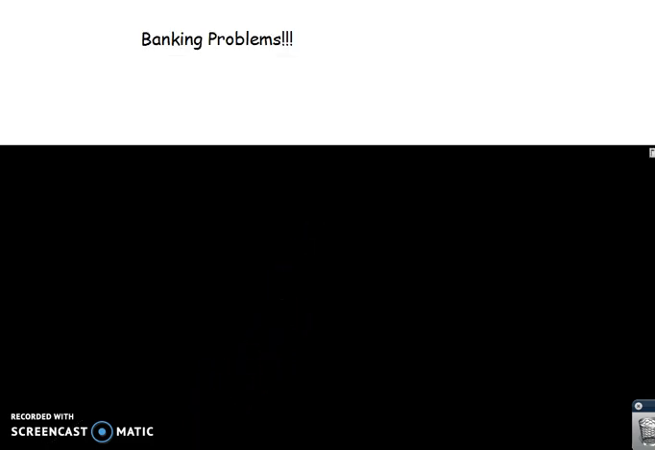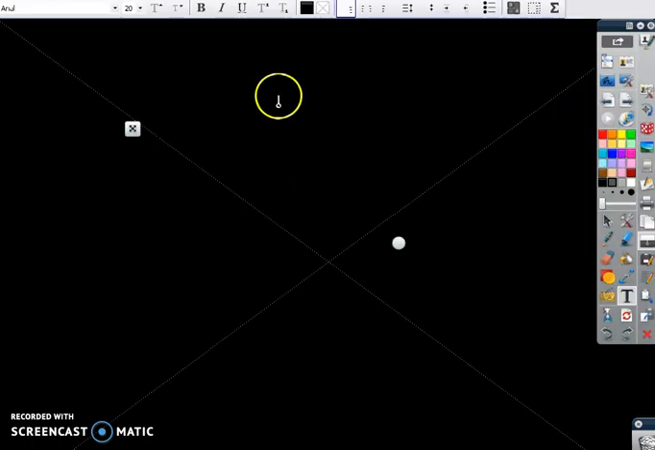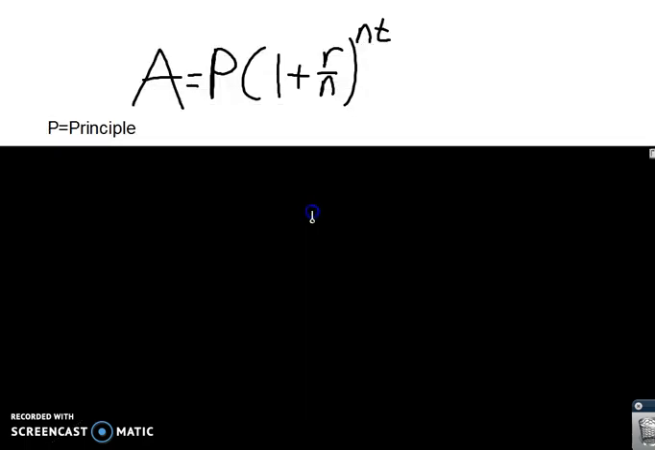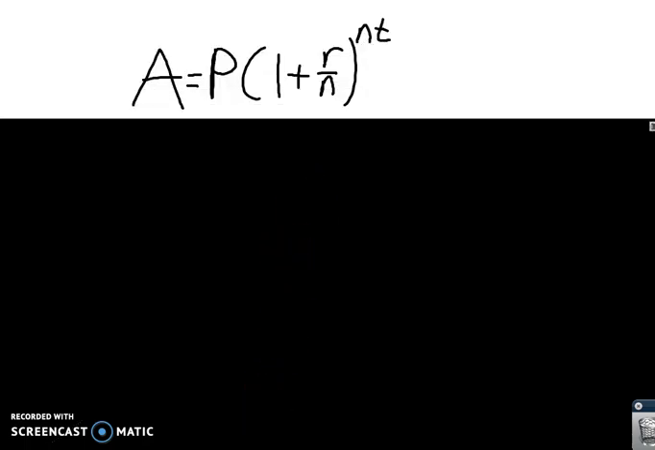Now, banking problems are the next extension that we do in 3.1. So we need to go ahead and work on all these particular problems. Alright, so the first formula we have on tap for us is this one. It is A equals P times the quantity 1 plus R over N to the NT power.